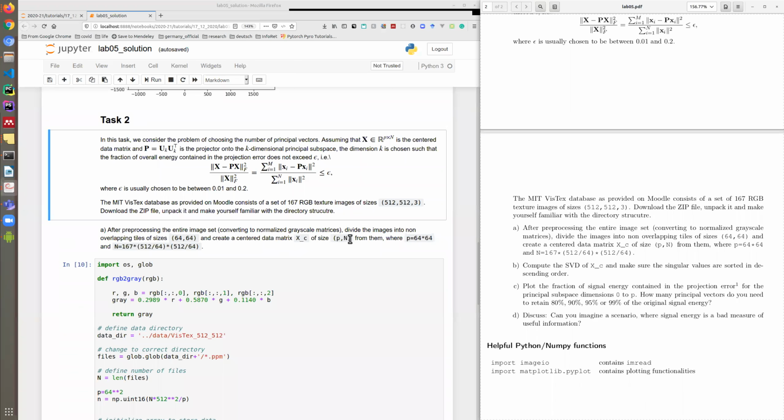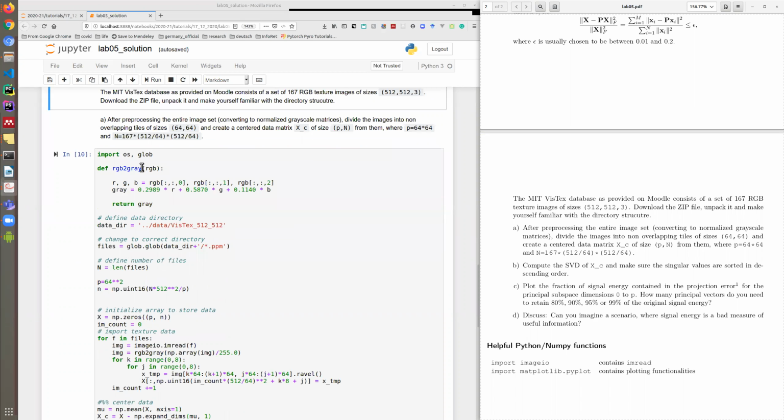As a result, we will have like 60. We will have p equal to 64 by 64, and n will be, so width will be divided by 64, and height will be divided by 64, and as a result, we will have this much number of images. So 167 into like this, yeah, 8 into 8.